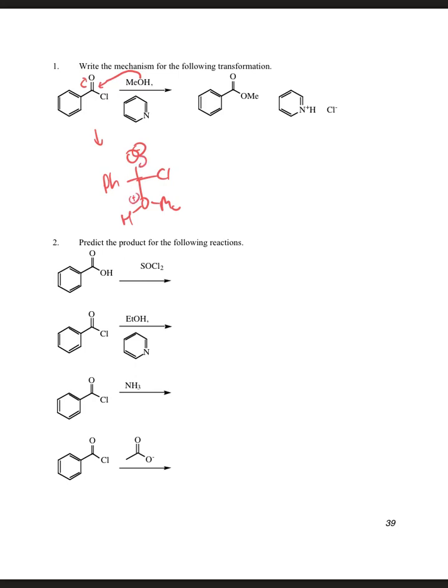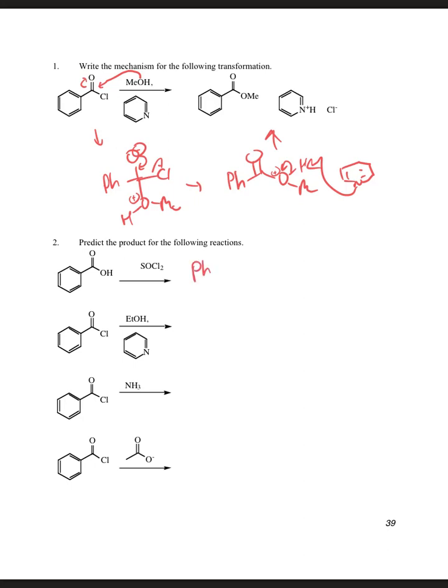And then from there we can reform the carbonyl, kicking out the leaving group, and we have the protonated ester. And then from there we can use our pyridine to grab the extra hydrogen to get to the neutral compound. Okay. Remember, all those mechanisms are the same as we're going along.